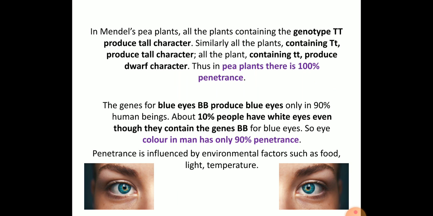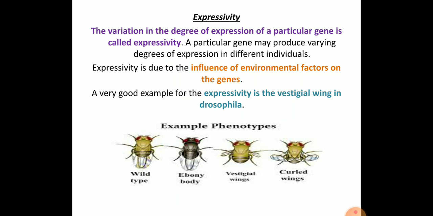So this penetrance is influenced by environmental factors such as food, light and temperature. Expressivity and penetrance are two different types of interaction, but they can occur within the same gene also. Now in expressivity, there is variation in the degree of expression of a particular gene, as in the example of the vestigial wing in Drosophila. So here expressivity is also due to the influence of environmental factors on genes.